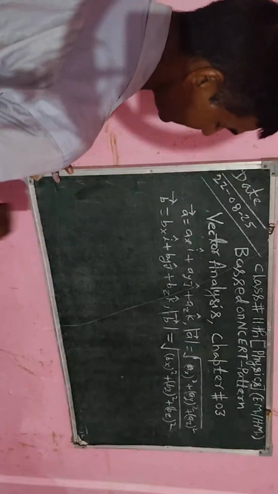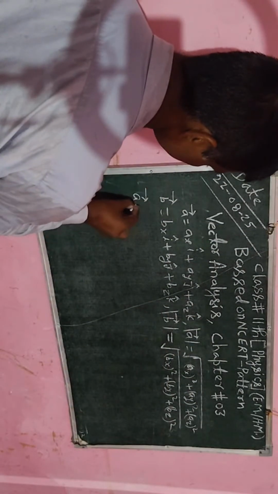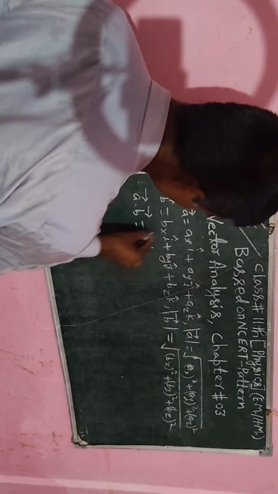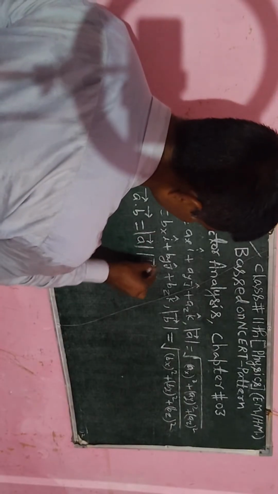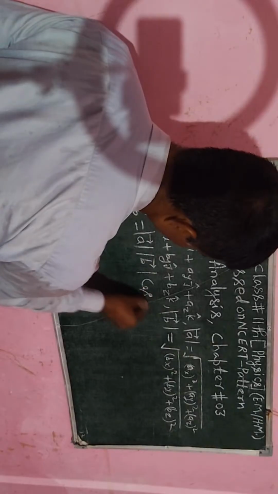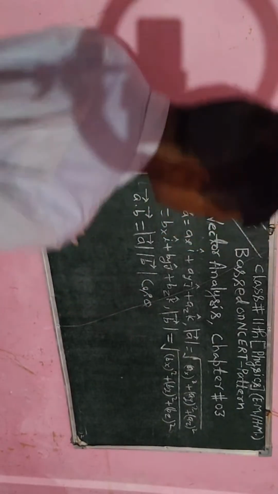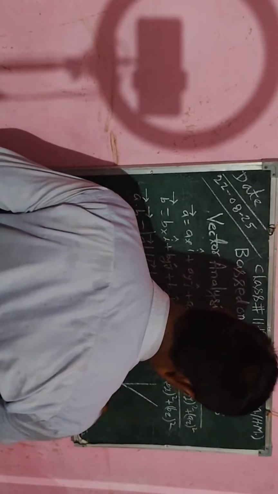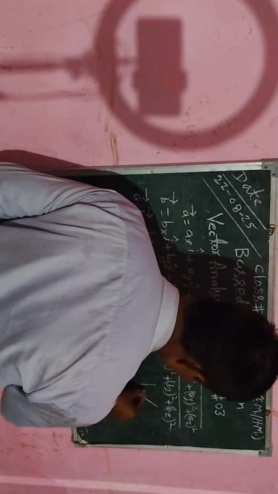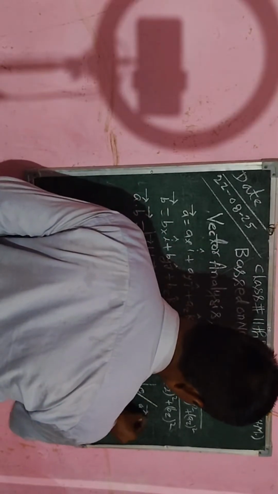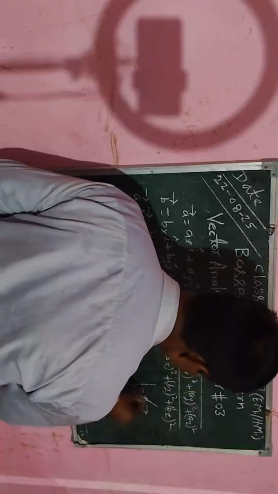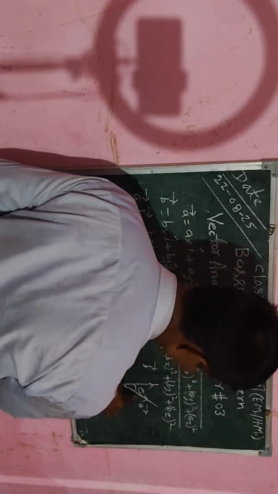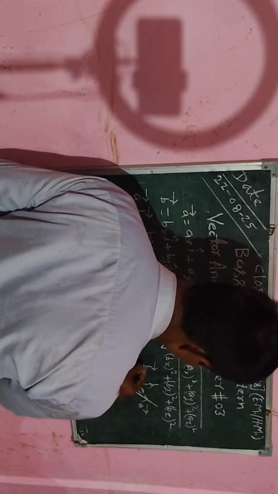Now we have to use another formula, that is A dot B, which is equal to the magnitude of vector A times the magnitude of vector B times cos theta, and theta is the angle between these two vectors. Now here I am drawing the concept. One vector is A and another vector is B. So this is the angle theta. This is vector A, its direction, and this is vector B, its direction. So the angle between vector A and vector B is theta.